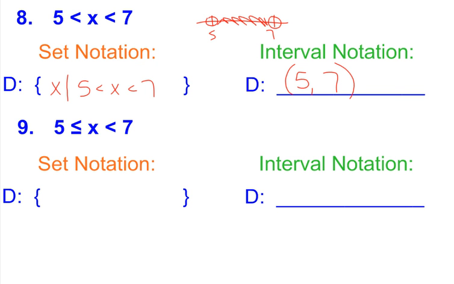The only difference then for number 9, set notation, values of x such that 5 is less than or equal to x is less than 7. Same symbols I've been using. Interval notation, now it's still between 5 and 7, but the 5 is included, so I'm going to use a bracket there.